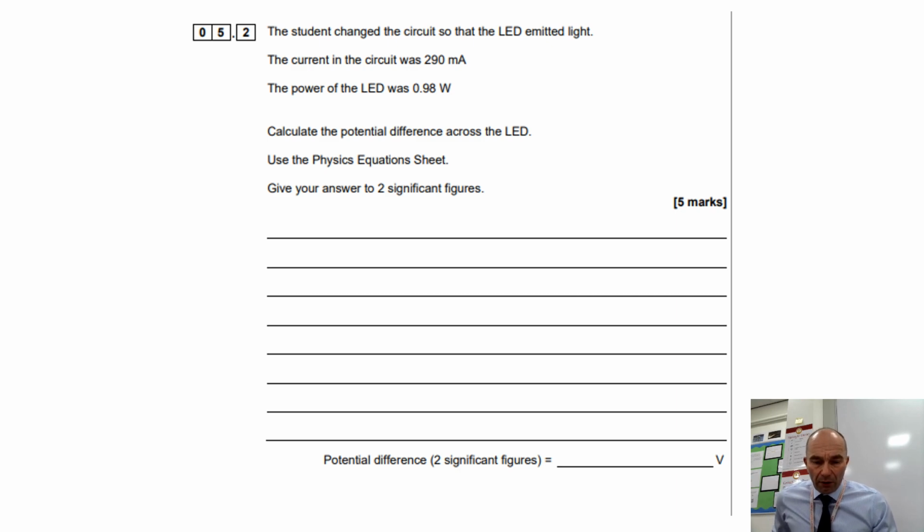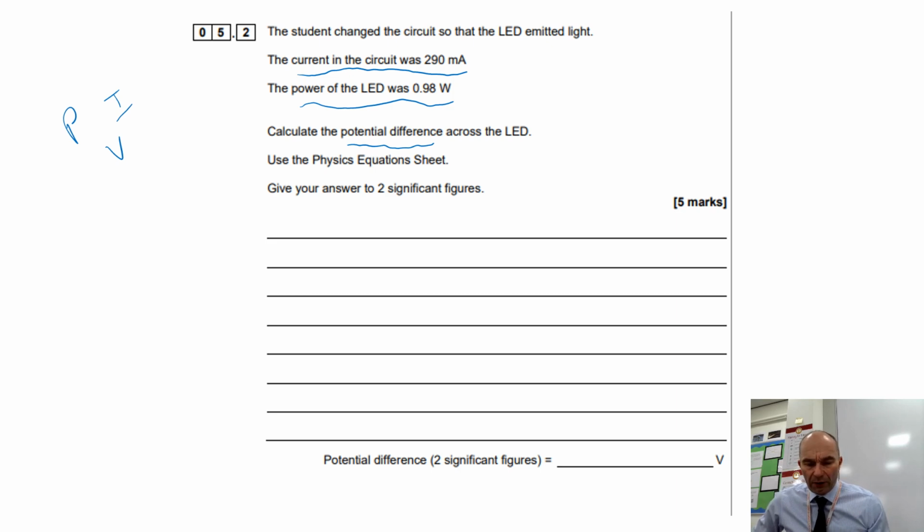So here we've got students changed the circuit so that the LED did actually work, emit light. We've got a current of 290 milliamperes. We've got a power of 0.98 watts. We need to calculate the potential difference across the LED. So we need to be thinking about power, current, and potential difference.